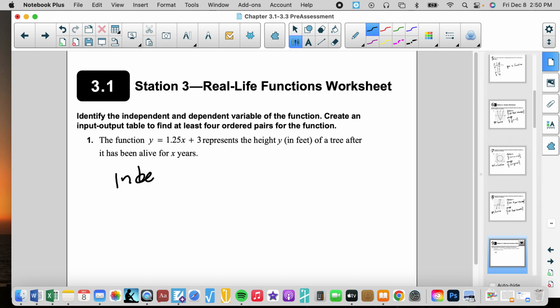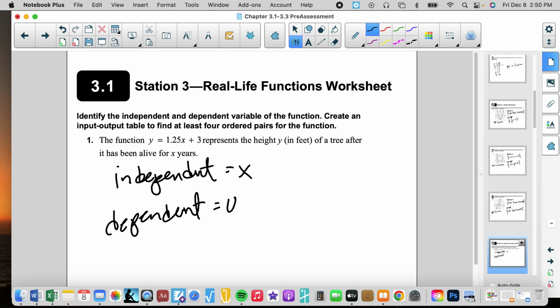Independent is x. The dependent is going to be the y, because we're going to input the x and we produce the y. That is going to be the output. The output depends on what I plug in for x.